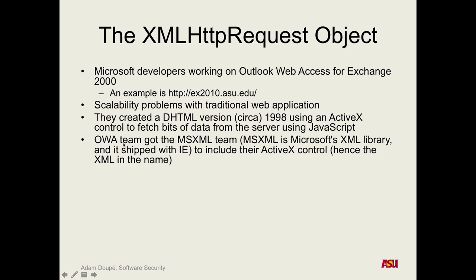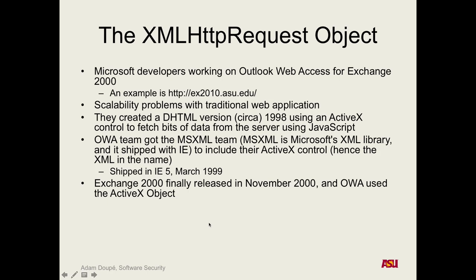So they tricked or coerced or convinced the MS XML team, which is Microsoft's XML library, to include their ActiveX control, which is why there's XML in the name of this object. Not because you're fetching XML necessarily, but because they got it shoehorned in through MS XML. It shipped in Internet Explorer 5, and Exchange 2000 was released in November of 2000, where Outlook Web Access used this ActiveX object. It proved so useful that Netscape added it in December of 2000 to have feature parity with Microsoft's Internet Explorer.